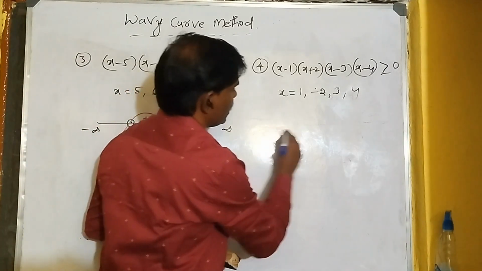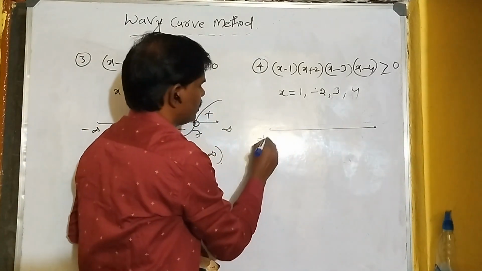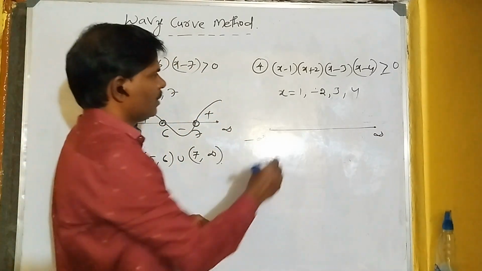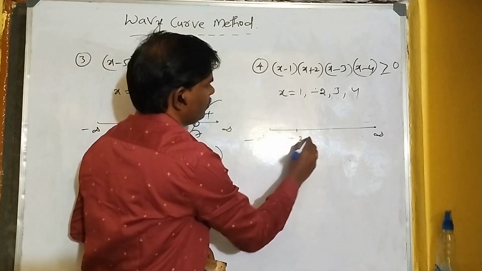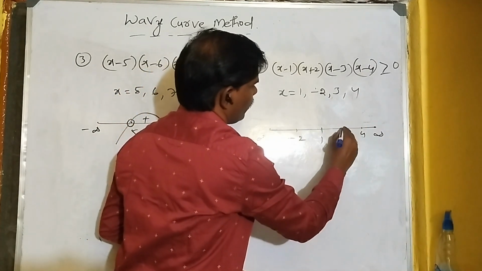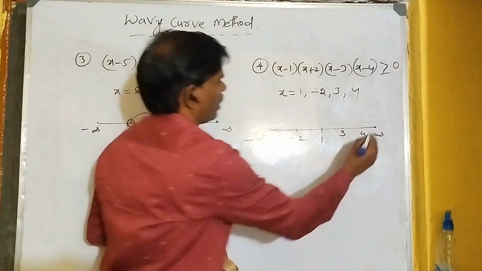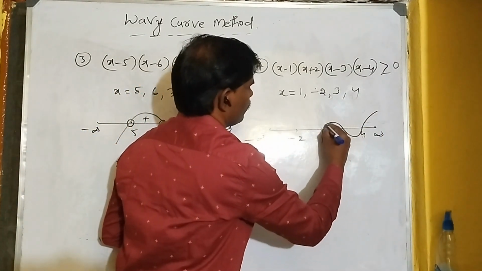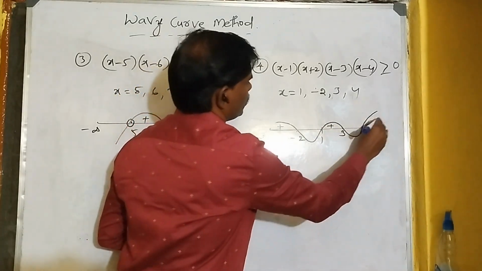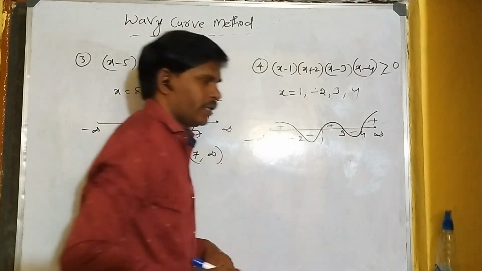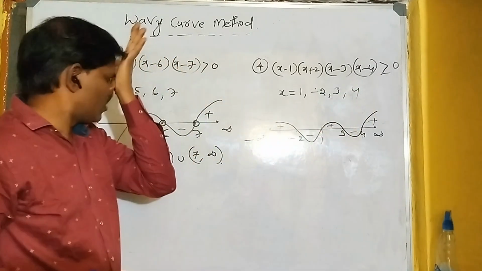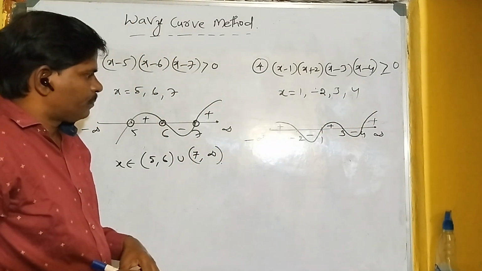What is the least value to highest value? This is minus infinity, this is plus infinity. Okay, plus infinity. In this case minus 2 is the least value. Next 1, next 3, next 4. Okay, 4. Write the wavy curve. This is the wavy curve. This is the positive, this is also positive, this is also positive. This is negative, this is also negative. What do you want? The positive value. You want a positive value.